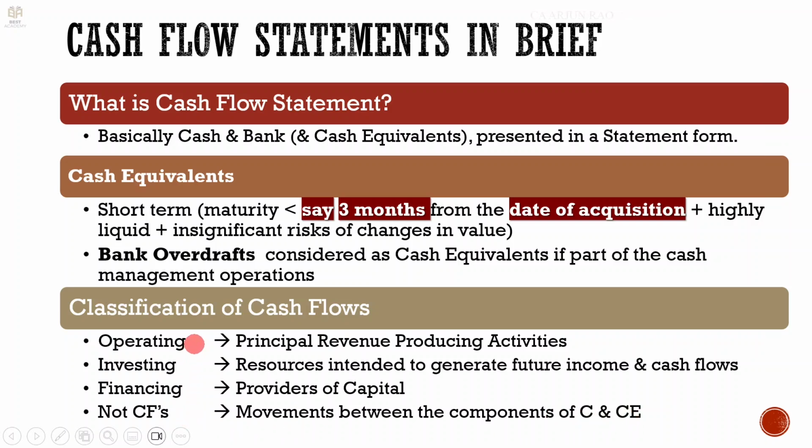So, operating are those which are principal revenue producing activities. So, this varies from business to business. So, for a real estate company, purchase and sale of land may actually be operating. That may not be the case for other entities. So, depending on the nature of the business, this has to be identified.